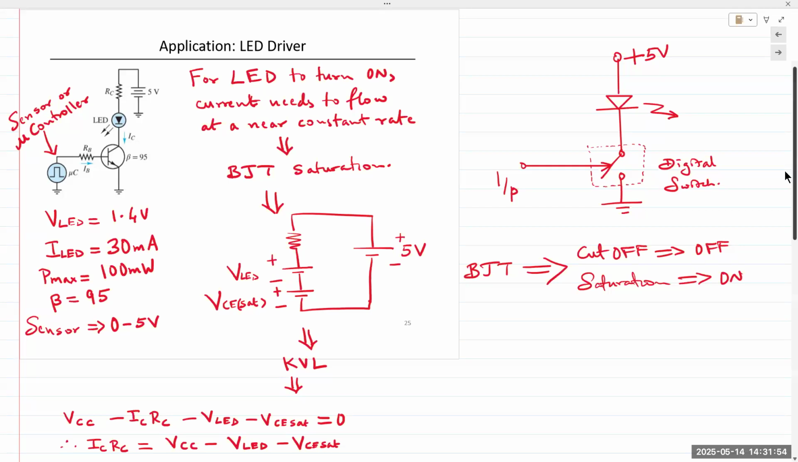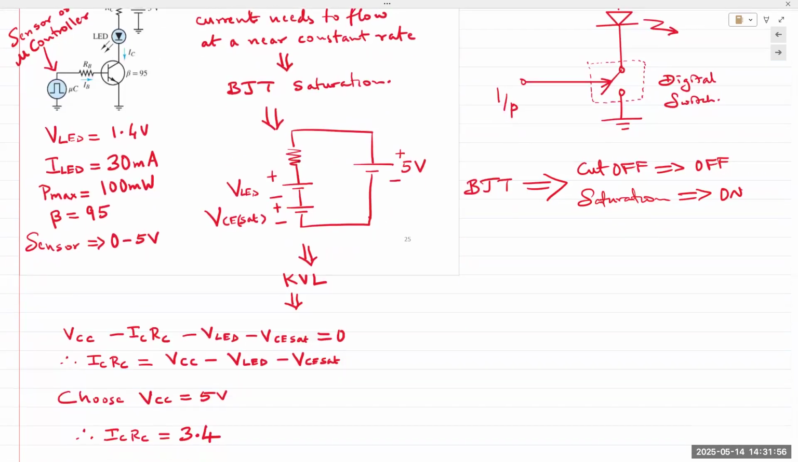So if you want to do that, we can portray the BJT and the LED by large signal models. If it's operating in the saturation region, the collector emitter voltage VCE is saturated. So VCE sat, which is about 0.2 volts, and the voltage to turn the LED on is about 1.4 volts. So we can model both of them as constant voltage sources, VLED and VCE sat.